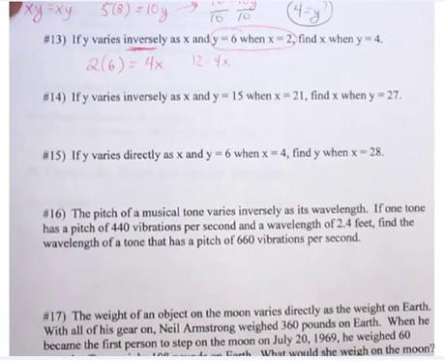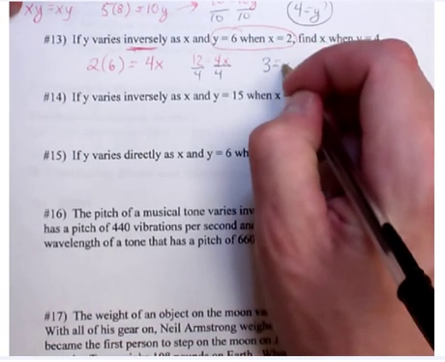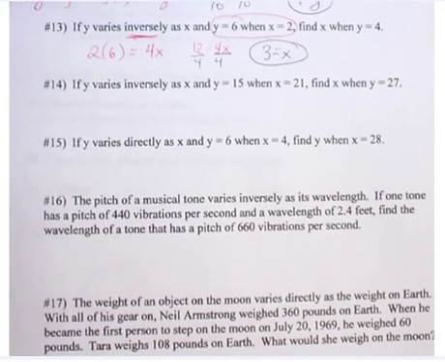How do you solve that? Divide by 4. 12 divided by 4 is 3. So 3 is equal to x. Let's skip 14. You do that one.